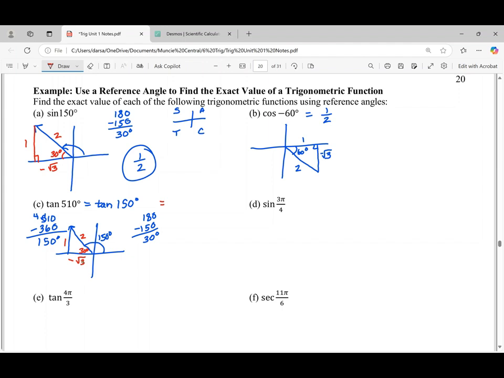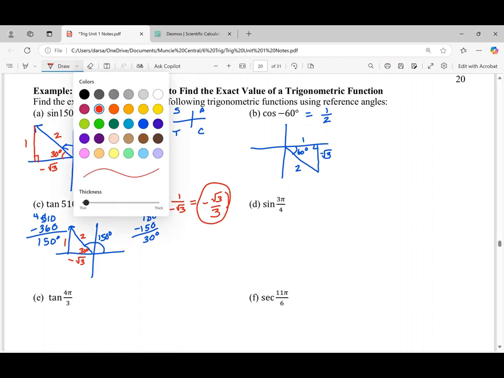TOA, opposite over adjacent. Well, that's 1 over negative square root of 3, or the tangent will be negative square root of 3 over 3. Is tangent supposed to be negative in the second quadrant? Well, yes, only sine is positive, so tangent should have been negative. We're probably on the right track.